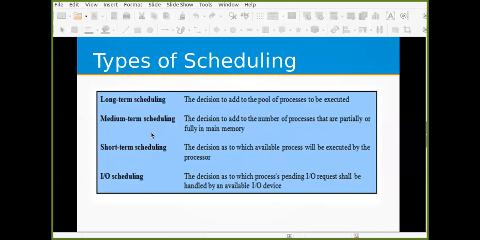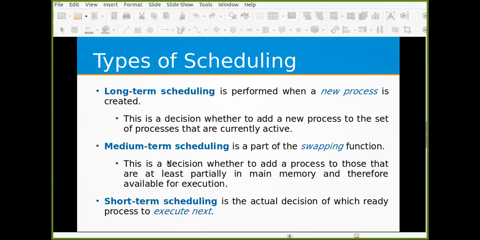Long-term scheduler and medium-term scheduler work more with the memory, and the purpose of this scheduling is also to manage memory. When we discuss memory, you will get some idea of this. But throughout this chapter, we'll be discussing more on short-term scheduling. So let us see a little bit about long-term, medium-term, and short-term scheduling. IO scheduling we will discuss when we discuss IO.